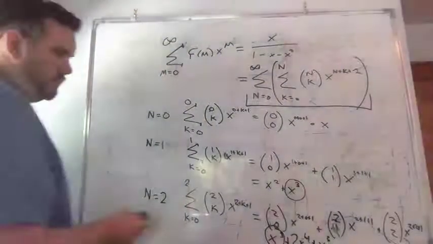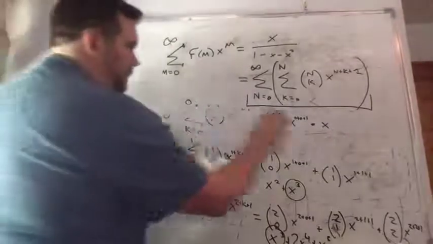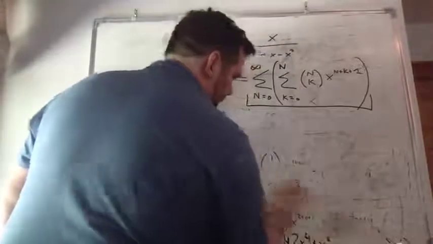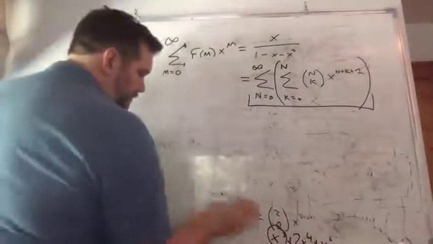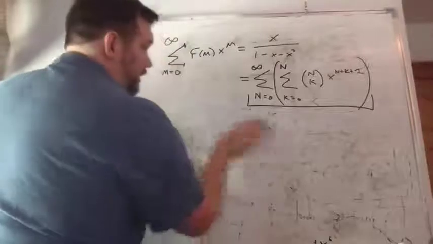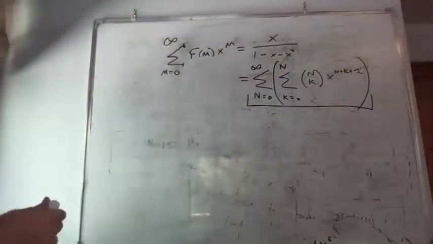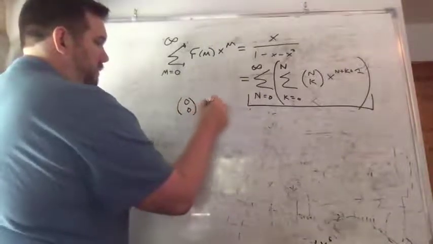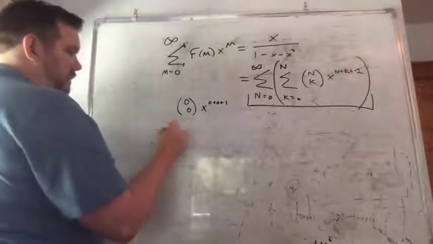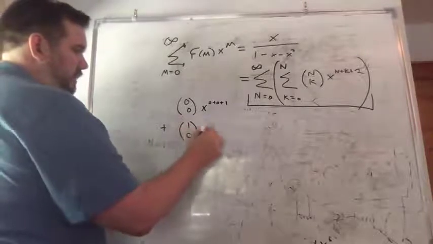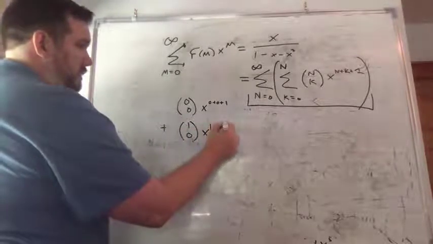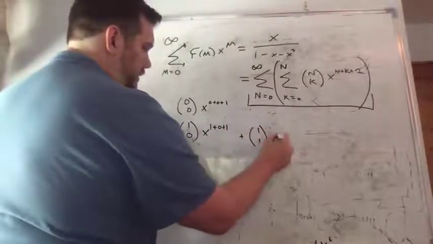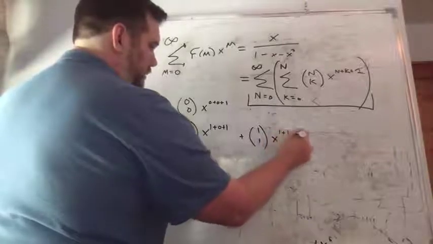Let's think about this a different way. We could just start visualizing this as a triangle, and that's sort of what we were doing here. We're going to have 0 choose 0, x to the 0 plus 0 plus 1, plus 1 choose 0, x to the 1 plus 0 plus 1, plus 1 choose 1, x to the 1 plus 1 plus 1.